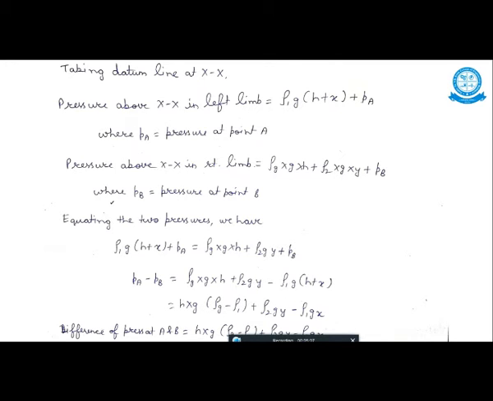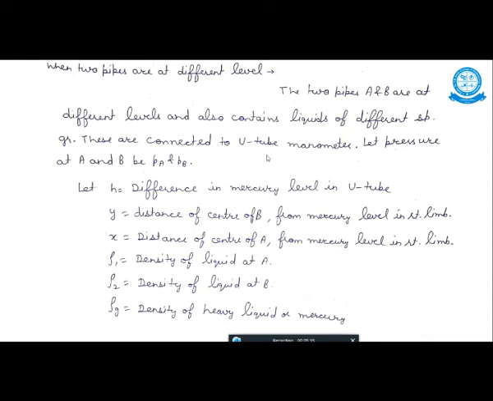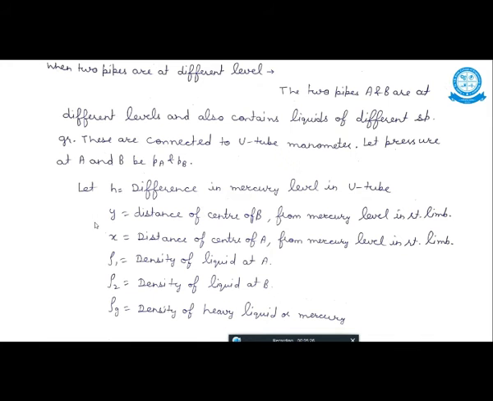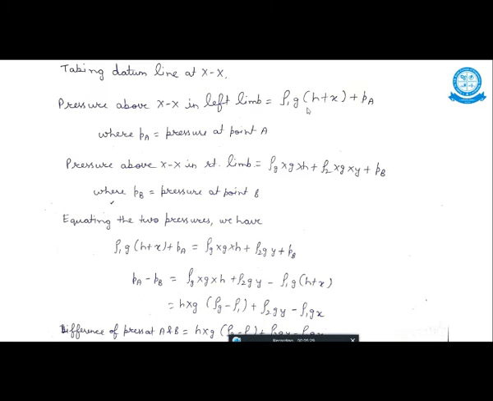Pressure above the datum line XX in the left limb will be rho 1 g in bracket, this is the constant, and now the height. How can we calculate the height of this liquid level in the left limb? It is h plus x. So in this way, rho 1 g (h plus x) plus the pressure at point A, denoted by PA. So this is the pressure above the datum line XX in the left limb, where PA is the pressure at point A.